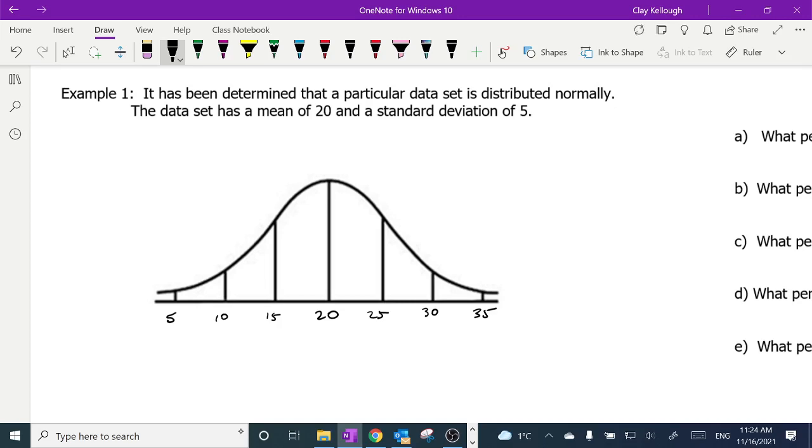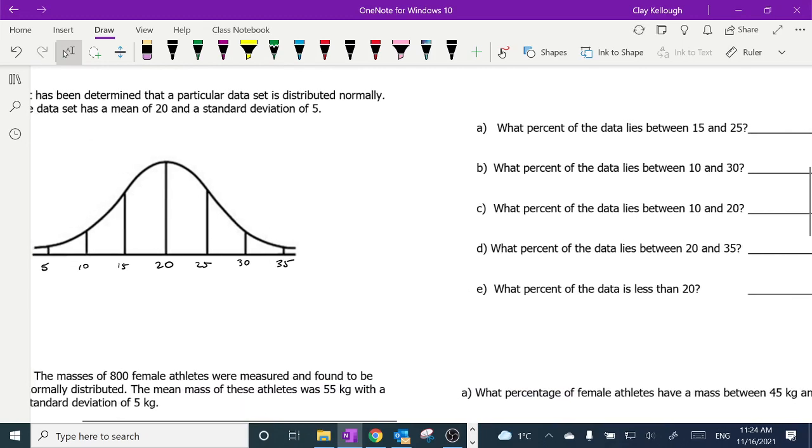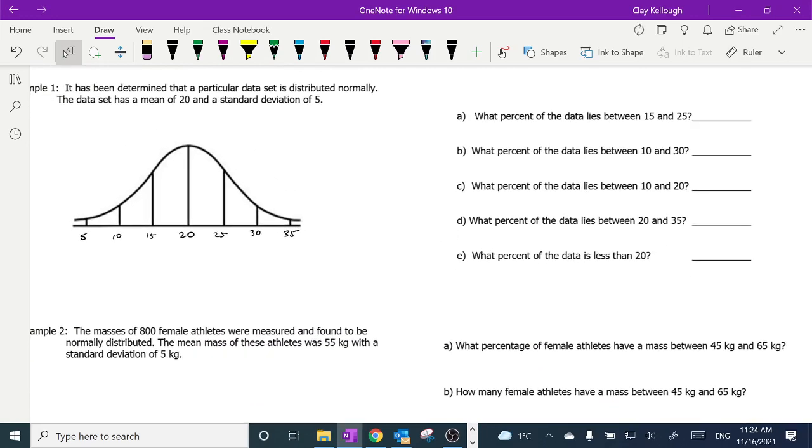So let's answer some questions. Let's make this smaller so I can fit them all on here. What percent of the data lies between 15 and 25? According to our notes, that's 68%. What percent lies between 10 and 30? According to our rule, 95%.